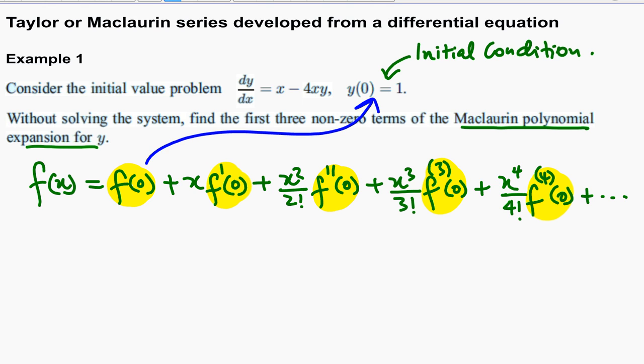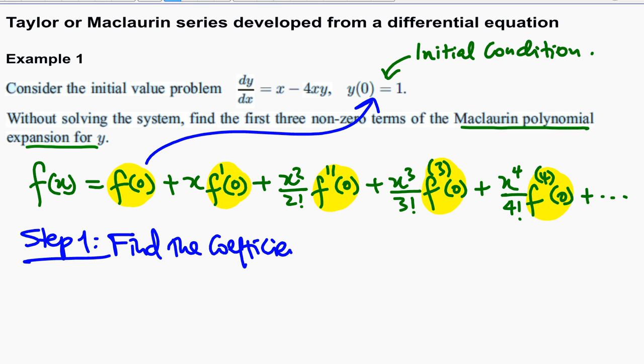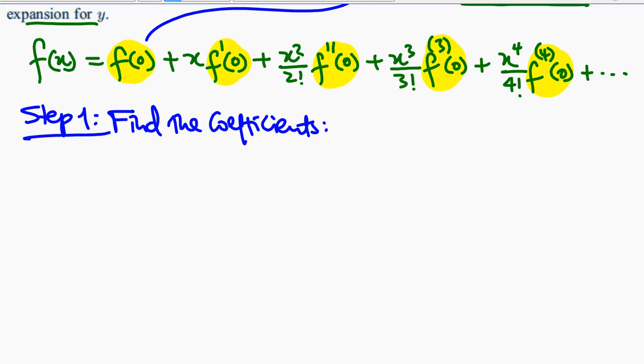All right, so step one will be to find the coefficients. The first one is already given. So f of 0 is equal to 1. No problem. That's already done.